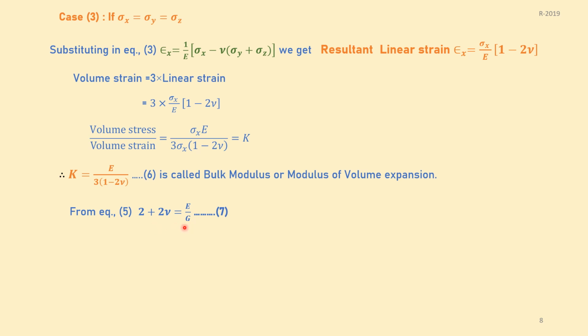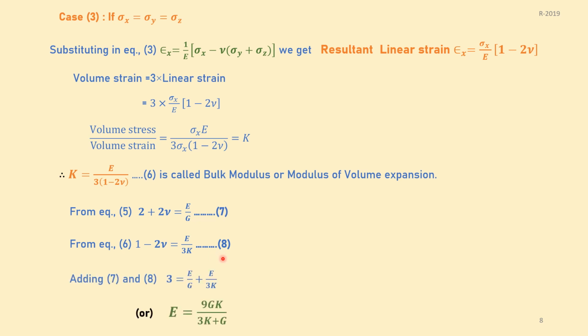Remember students, for better understanding of this derivation, you take parallel running notes or derive along with this presentation so that you don't get confused. Now, from equation 5 in the previous slide, we have 2 plus 2 nu is equal to E by G. Call this as equation 7. Now, from equation 6, we have 1 minus 2 nu is equal to E by 3K. Call this as equation 8.